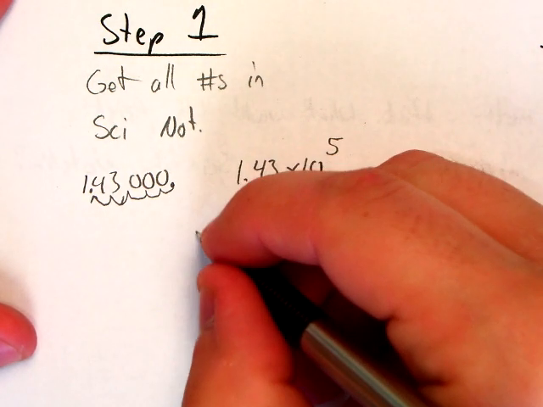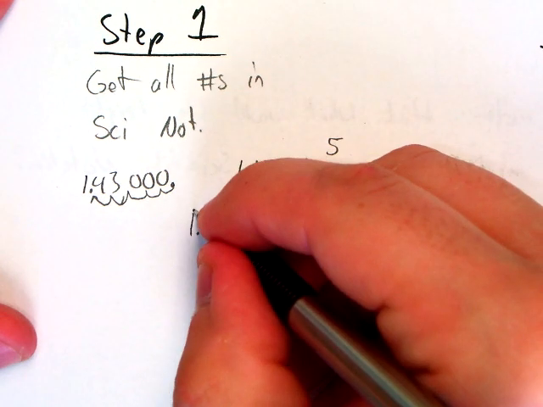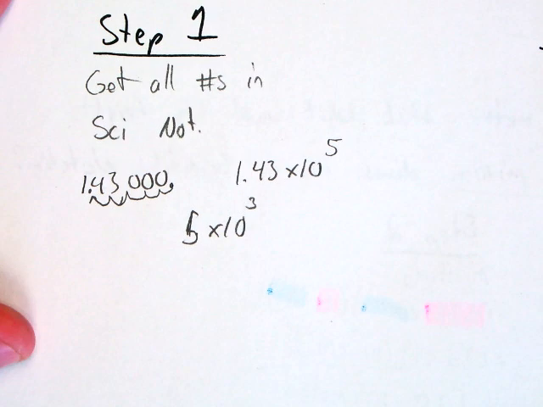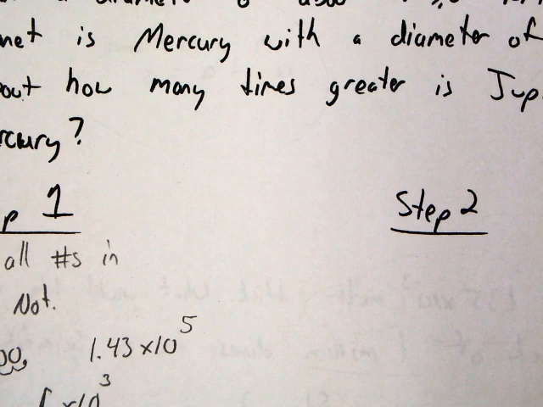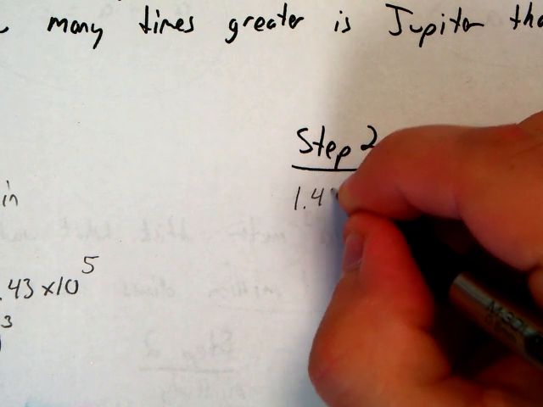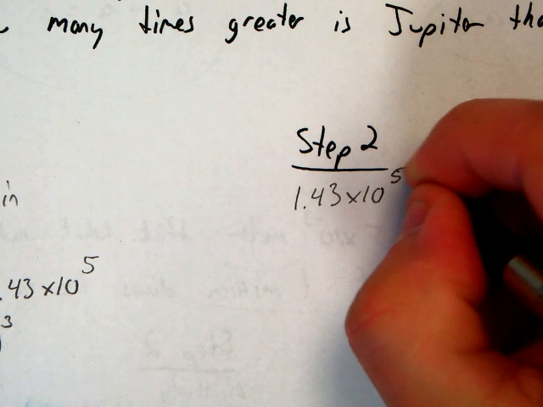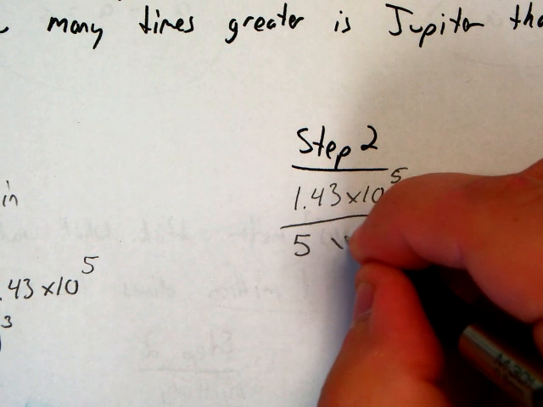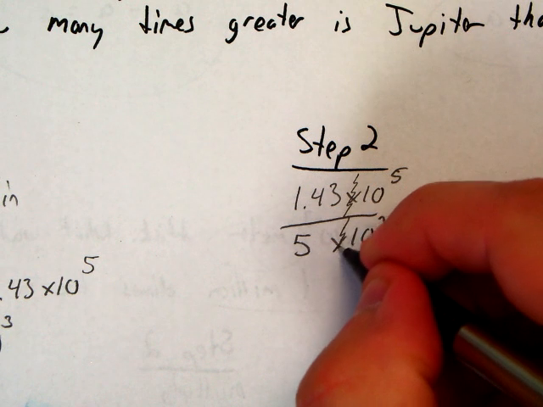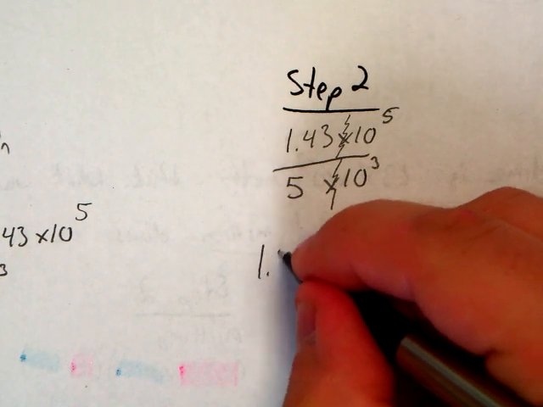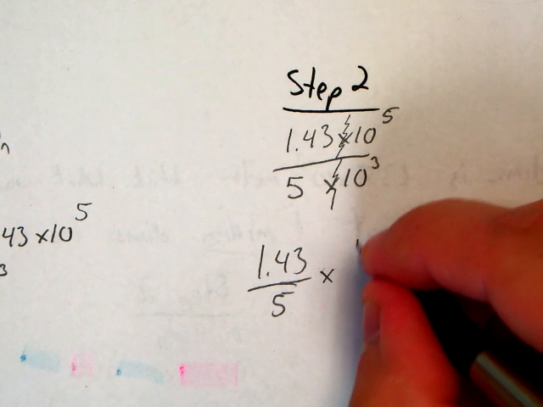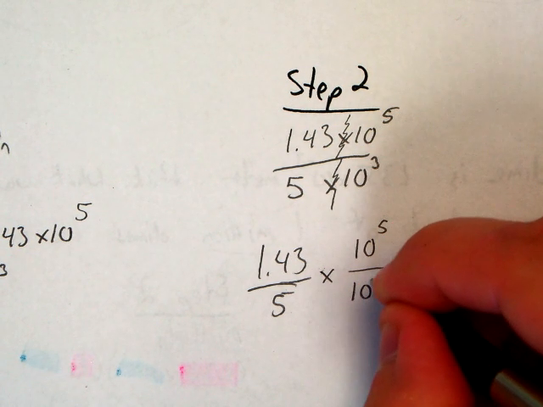The other number is already written in scientific notation. That was 5 times 10 to the 3rd. Step 2, it says about how many times greater is Jupiter than Mercury. That means we're going to divide. So 1.43 times 10 to the 5th divided by 5 times 10 to the 3rd. Again, I'm going to be kind of splitting this down the middle. So this becomes 1.43 divided by 5 times 10 to the 5th over 10 to the 3rd.